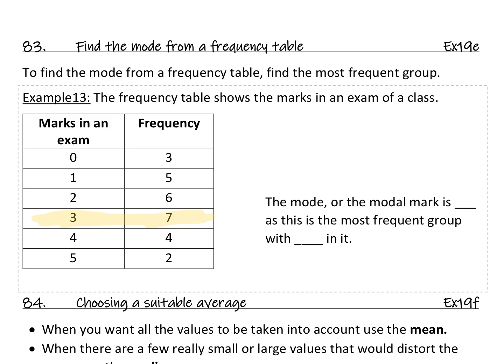7 is not the mode, but 3 is. So the mode or modal mark is 3, as this is the most frequent group with 7 in it.